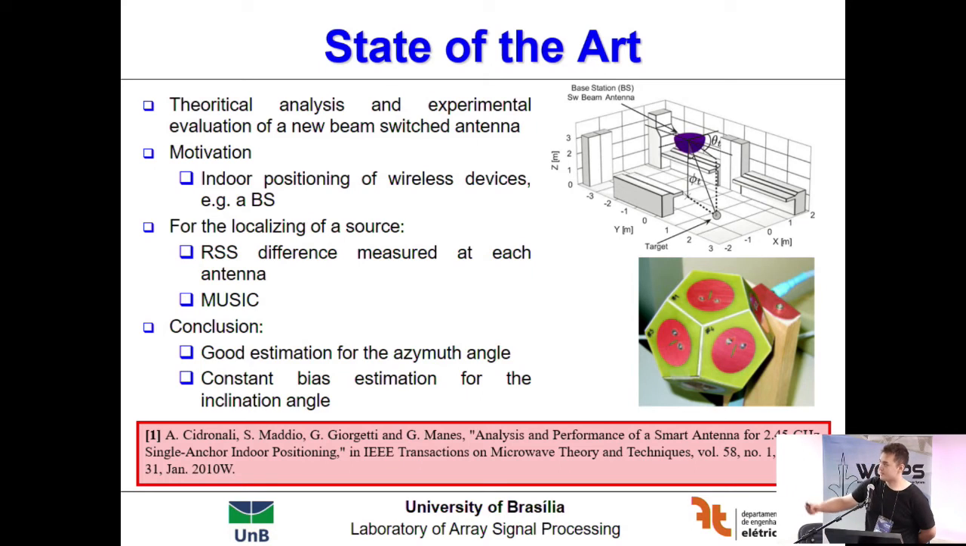The authors, Cidronali, et al., wrote this paper in which they present the theoretical analysis and experimental evaluation of a new beam switch antenna as shown in the figure. The motivation for their study was the indoor positioning of wireless devices, for example, a base station. However, what actually matters for us is how they estimated their direction of arrival. For the localizing of a source, they made use of the measured RSS differences between every antenna of their array. And finally, to estimate the direction of arrival, they used the MUSIC algorithm. Why then use those differences? This will be clearer soon in this presentation.